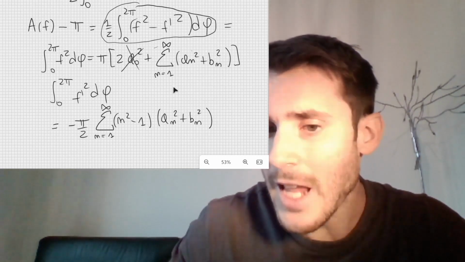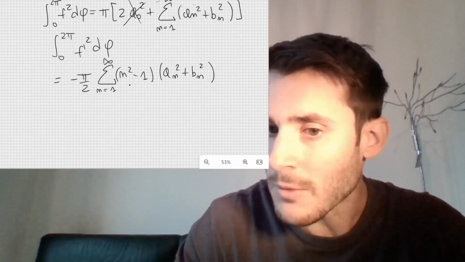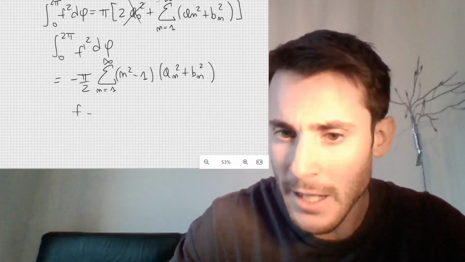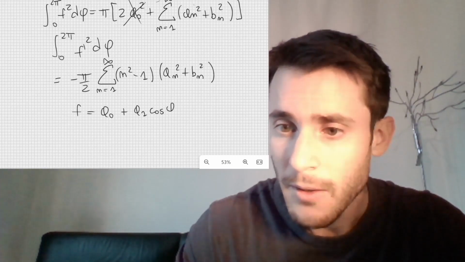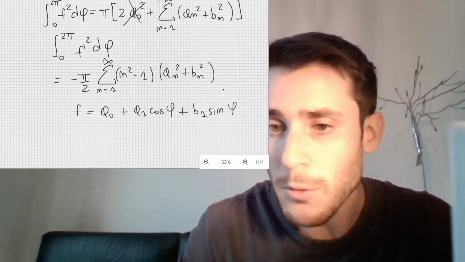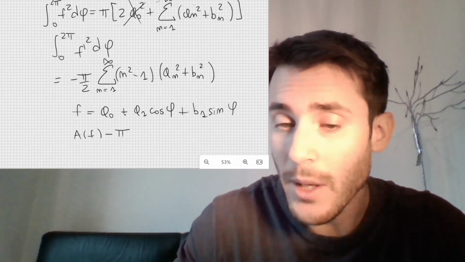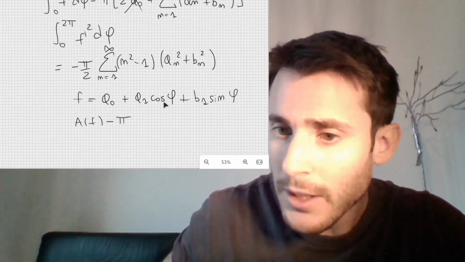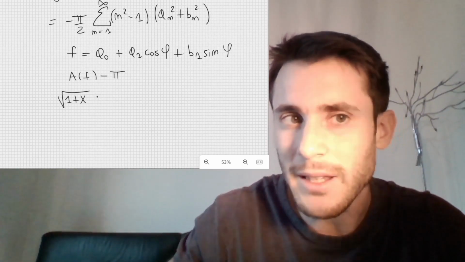We have not examined or investigated all the possible cases. In particular, if the terms with n greater than 1 are all 0, it means that the function f can be written in this form: a0 plus a1 cosine phi plus b1 sine phi. In this case, the perturbation A of f minus pi is of greater order with respect to the second one. So regarding the expansion of the square root of 1 plus x that we considered earlier, we have to add actually other terms.